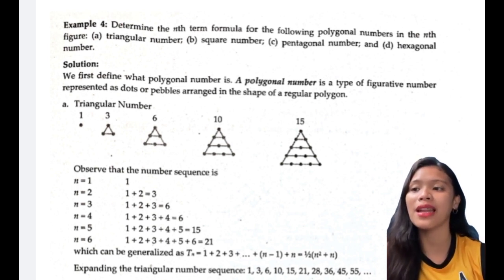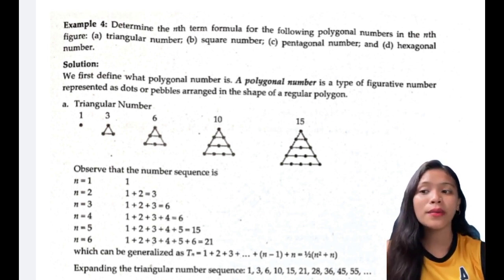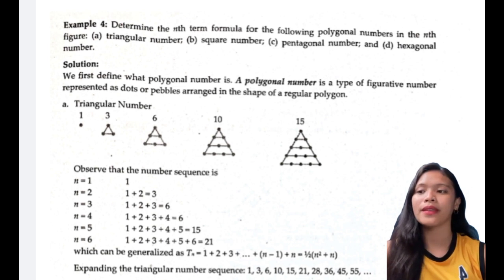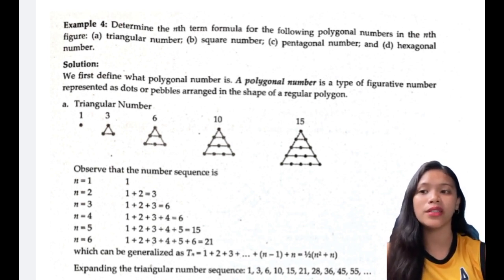Which can be generalized as Tn is equal to 1 plus 2 plus 3 plus, and so on, plus n minus 1 plus n, which is equal to 1/2 (n squared plus n). Expanding the triangular number sequence: 1, 3, 6, 10, 15, 21, 28, 36, 45, and 55, and so on.